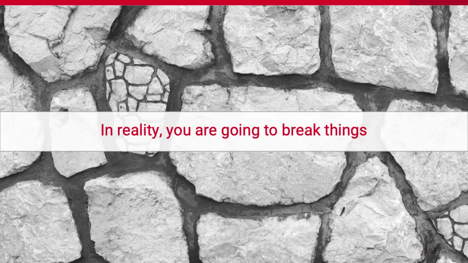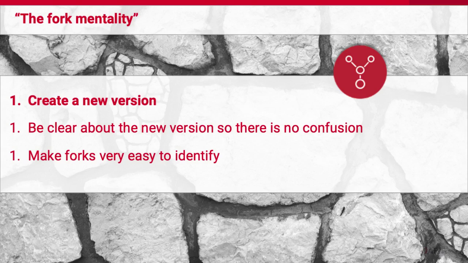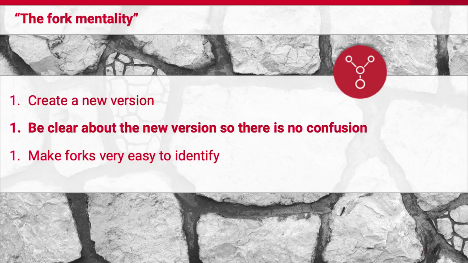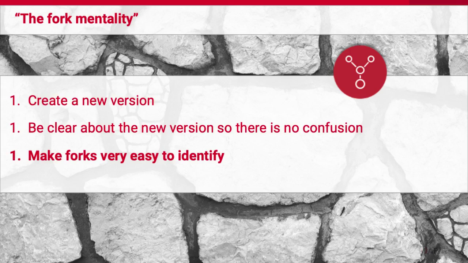But, in reality, sometimes you need to refactor, which means you are going to break things. With the so-called fork mentality, you are making changes to the API, but you are in a way creating a new API. You should be clear about the versioning so there is no confusion. And you should make forks easy to identify.